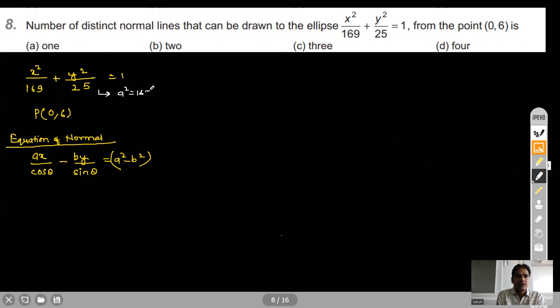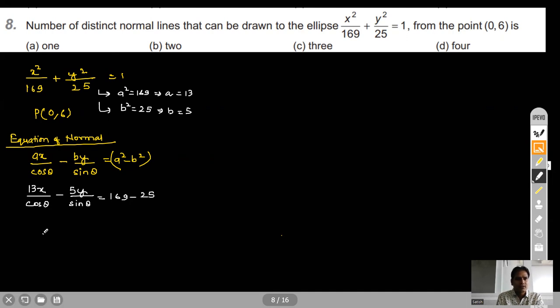Our a square is 169, or we can say a is equal to 13, and b square is 25. So our b is 5 for this ellipse. Now put the value of a and b. So we will have 13x upon cos theta minus 5y upon sine theta is equal to a square minus b square. A square is 169 and b square is 25.